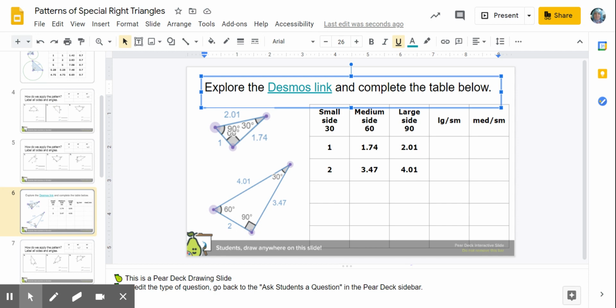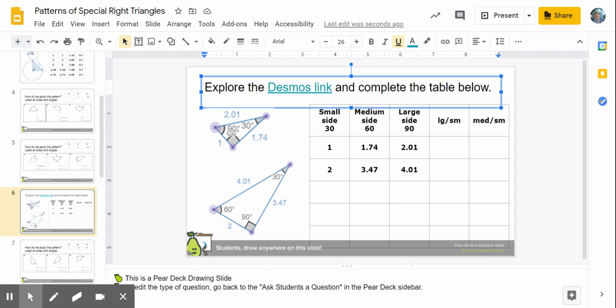So you can move it at the 90-degree angle, and then you can make it bigger or smaller. So if I find 3, let's go to 3. My numbers are 3, 5.2, and 6. And if I make that a 4, I've got 4, 6.93, and 8. Do we see a pattern forming? Oh, it'll only let me make it bigger with the 60-degree angle. That's weird.